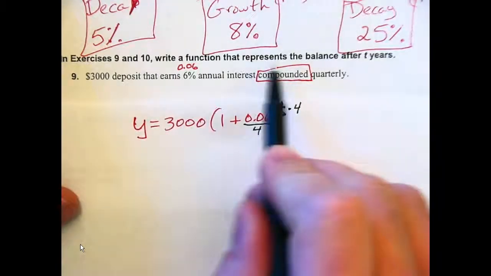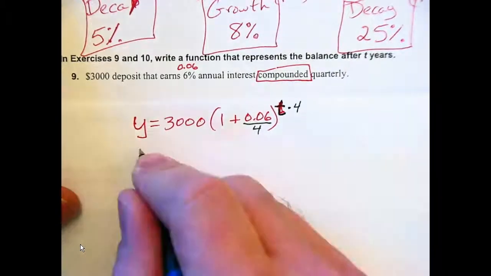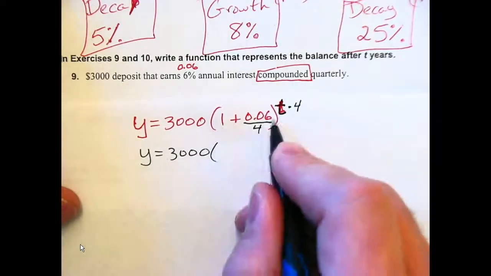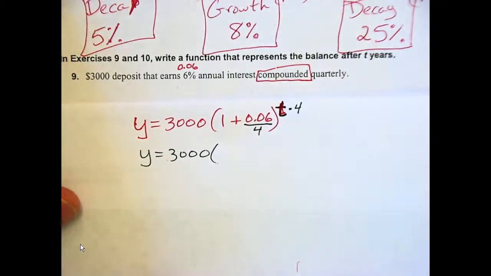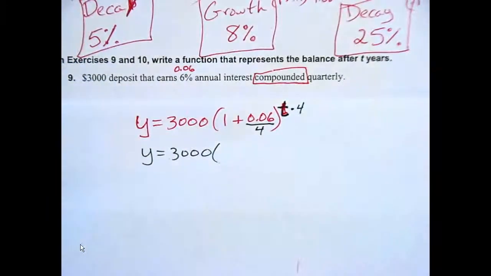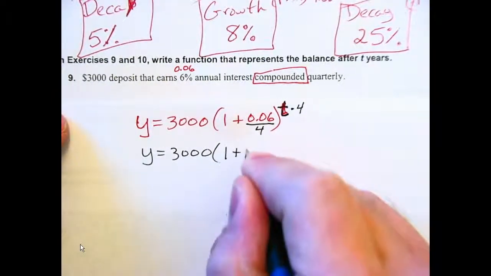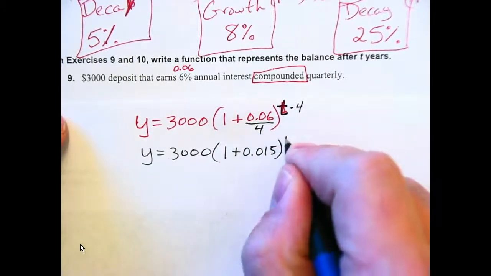Okay? So write a function that represents the balance after t years. Well, t years would just be t. We'd end up writing y equals 3,000 times, what's 0.06 divided by 4? Well, this is one of those times when I said, don't be that person waiting for someone else because you don't want to get a calculator out. Yeah, Logan. 0.015. Good. 1 plus 0.015, thank you. And then we'd have t times 4, which I'm going to write as 4t.